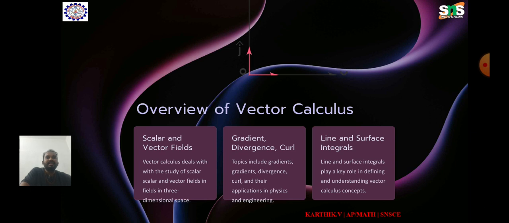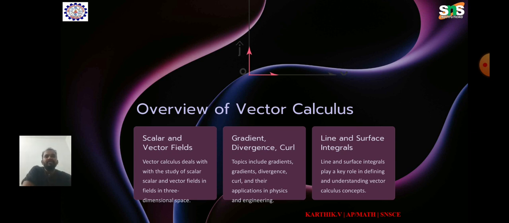First one is scalars and vectors. Scalars are quantities that have only magnitude, such as temperature, mass or distance. Next one, vectors: quantities that have both magnitude and direction, such as velocity, force or displacement.